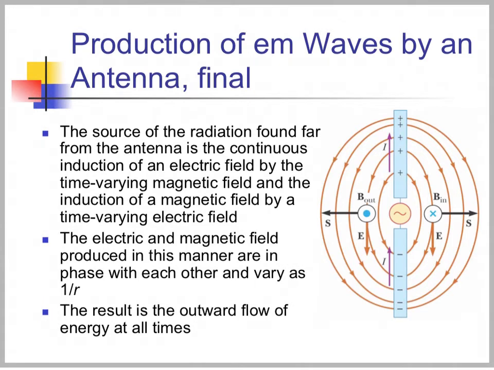The source of the radiation found far from the antenna is the continuous induction of an electric field by a time-varying magnetic field, and the induction of a magnetic field by a time-varying electric field. The electric and magnetic fields produced in this manner are in phase with each other and vary as 1 over r, and the result is an outward flow of energy at all times.